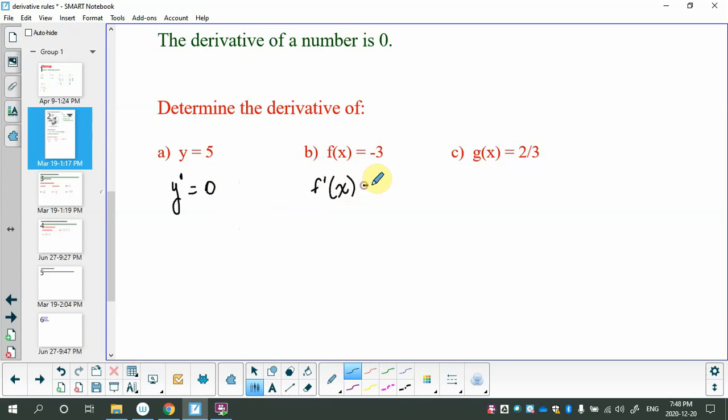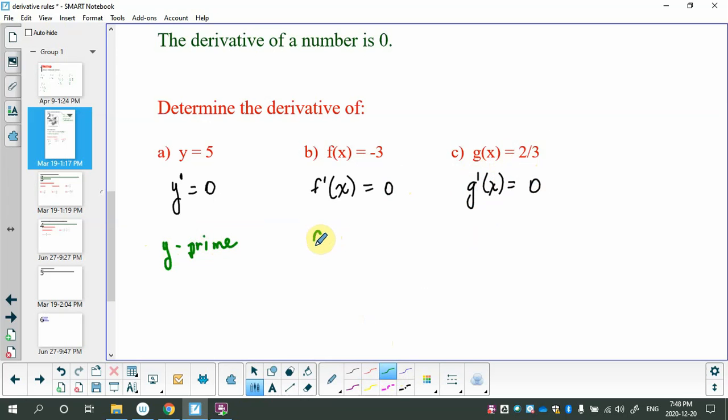Next one, if I'm asking you to take the derivative of f at x, one way you can tell me that is with the little tick right there. So that says f prime at x, and I'll write all this stuff down in a second. This is a constant, so our answer is 0. And regardless of how complicated the number starts looking, when you take the derivative, the answer is 0.